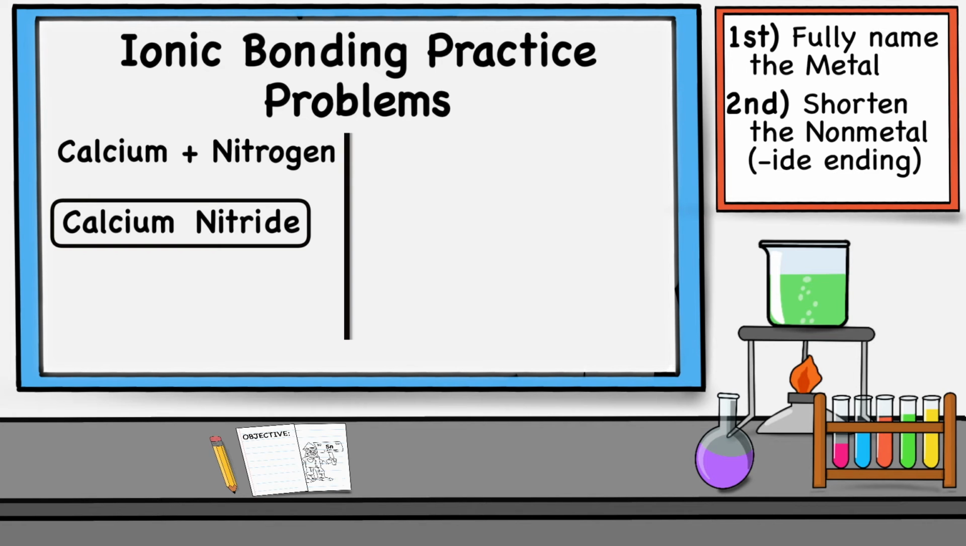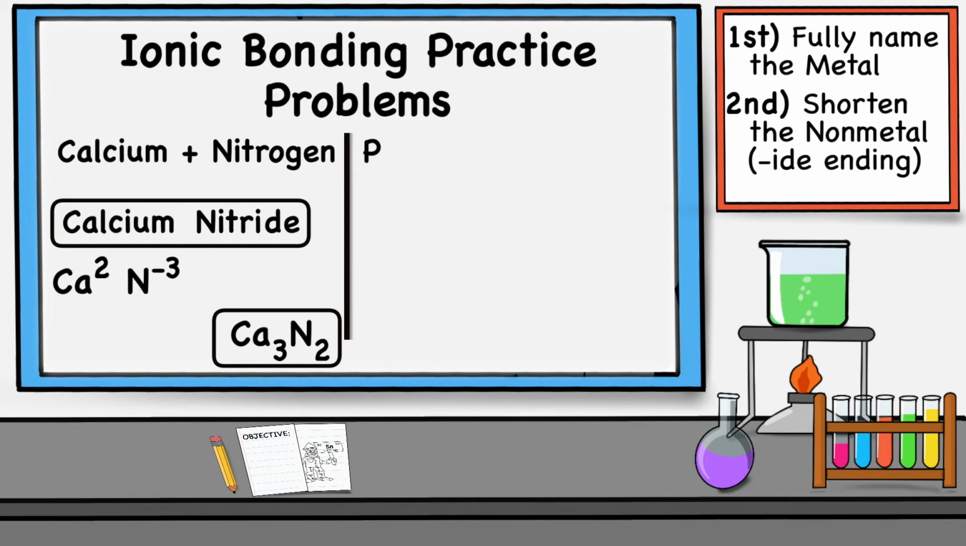Let's do the formula. Calcium has a +2 oxidation and nitrogen has a -3 oxidation. So first of all, I'm going to write calcium and nitrogen. Then I'm going to put their oxidations as superscripts. Then I'm going to cross them. So my 3 from my nitrogen is going to go down by my calcium, and my 2 from my calcium is going to go down by my nitrogen. That's going to give me Ca3N2, and that's going to be calcium nitride.